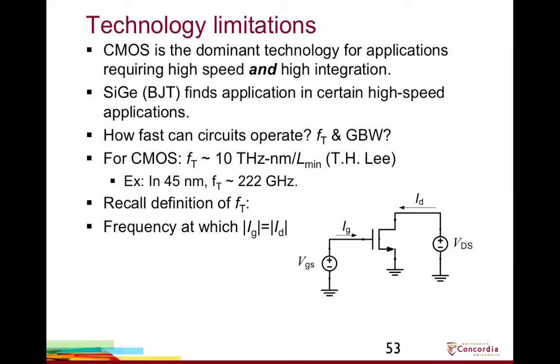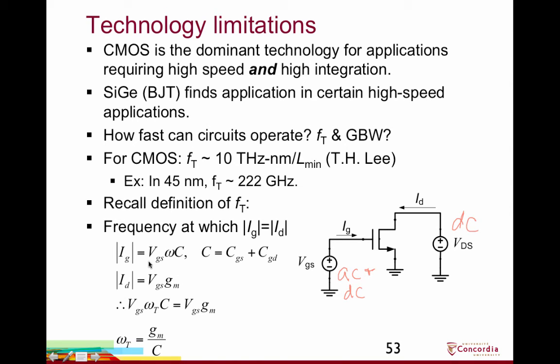The definition of FT is the frequency at which the magnitude of the AC gate current is equal to the magnitude of the AC drain current. Down here, we've got a single transistor, and we've biased it with a DC source. The input is going to have a combination of AC and DC: the DC gives it the bias, and the AC gives it the signal. So the gate current phasor is going to be VGS multiplied by the admittance, omega C. And the total capacitance, looking this way, is going to be the sum of CGS and CGD. We don't have any Miller effect here because the voltage gain from here to here is 0. We're connecting the output to a DC source.